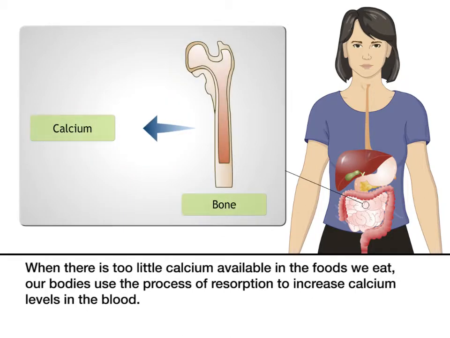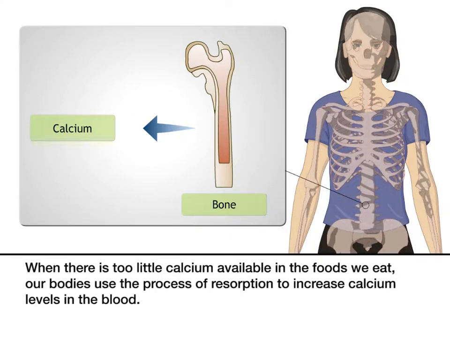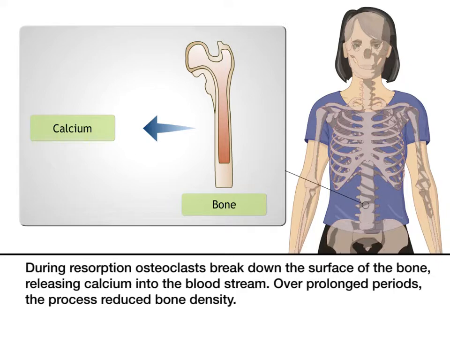When there is too little calcium available in the foods we eat, our bodies use the process of resorption to increase calcium levels in the blood. During resorption, osteoclasts break down the surface of the bone, releasing calcium into the bloodstream. Over prolonged periods, the process reduces bone density.